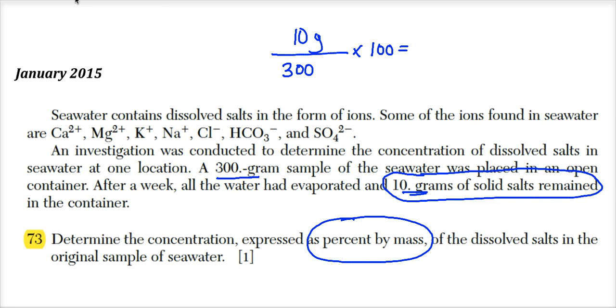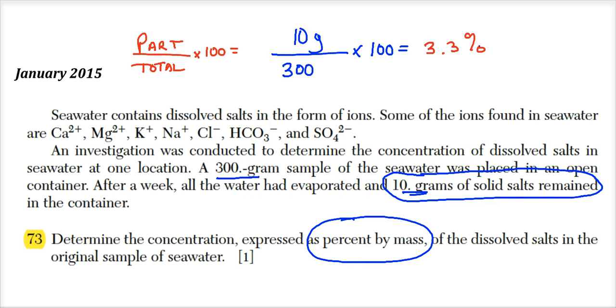You can really see now, people, that this is really doable. Part over total times 100. I think we all can identify that. All right, so 10 divided by 300, and we multiply that by 100, and we get 3.3%.